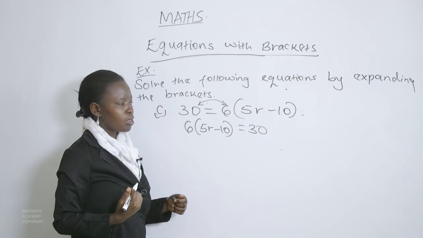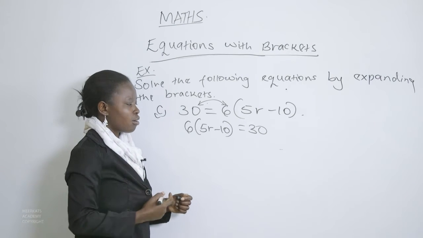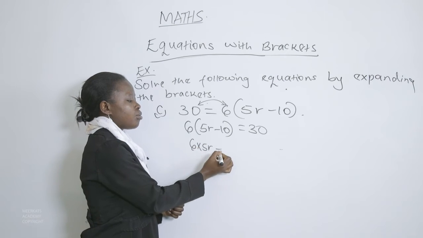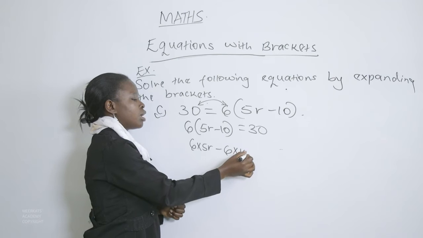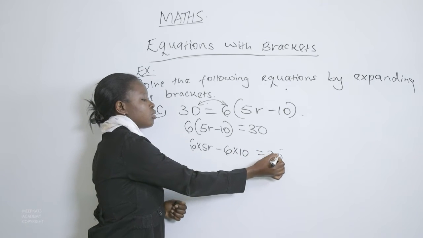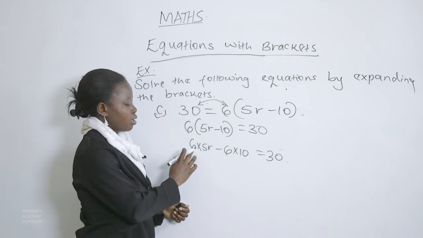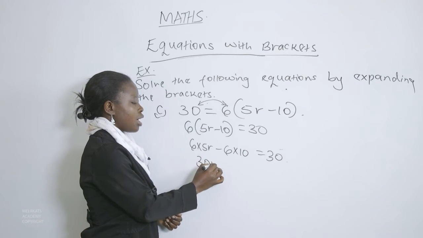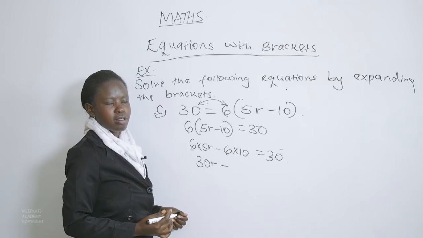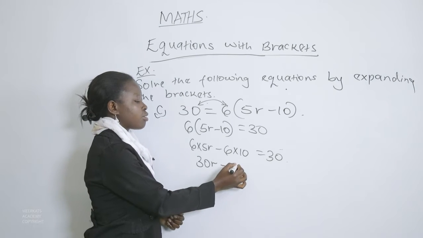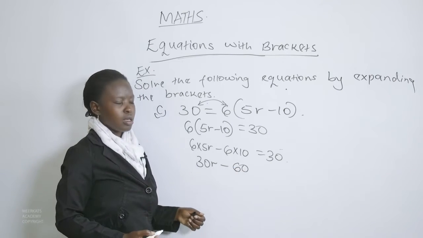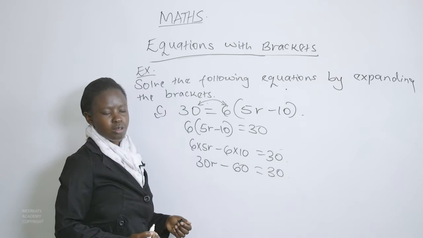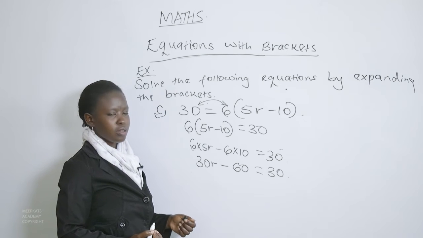Then expand the given brackets. So 6 will multiply 5r, then minus 6 multiplied by 10 should give us 30. In this case, 6 multiplied by 5r gives us 30r, then minus 6 multiplied by 10 gives us 60, will be equal to 30. So we need to get the value of r.